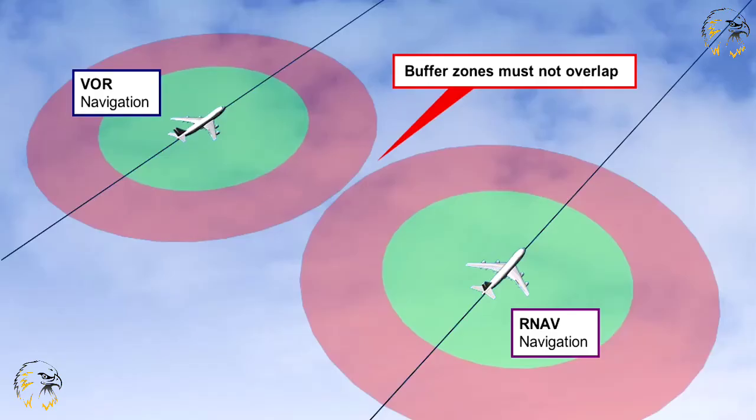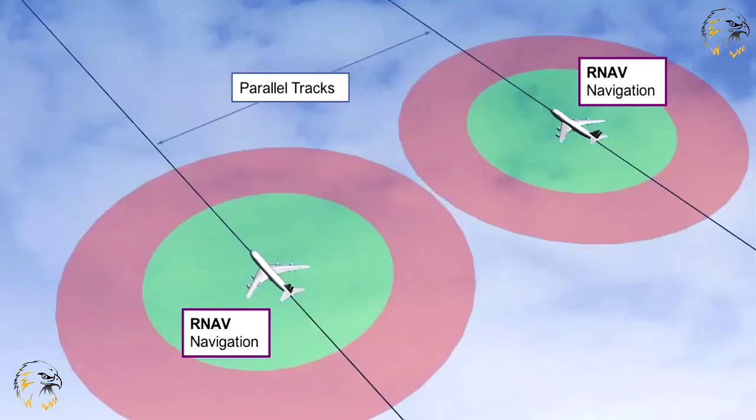Should aircraft be using different navigational aids to derive separation, then the buffer zones must not overlap. For aircraft using area navigation, RNAV, within defined airspace, or whilst on parallel routes where RNP is specified, the lateral separation between aircraft flying using RNAV may be obtained by requiring those aircraft to fly the centre lines of the parallel tracks or ATS routes, spaced at a distance that ensures the protected airspace does not overlap.